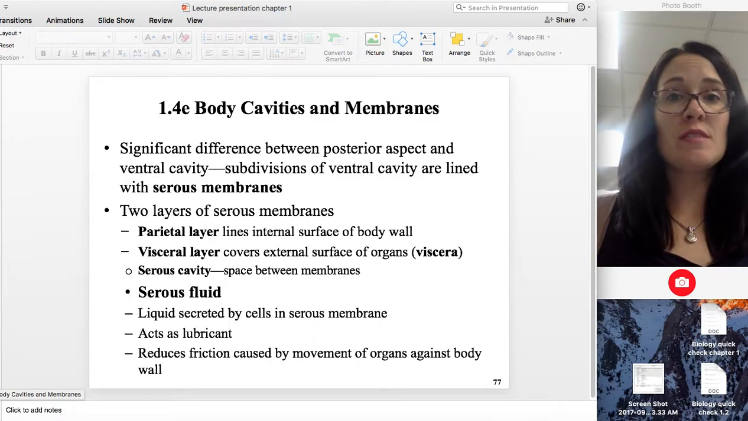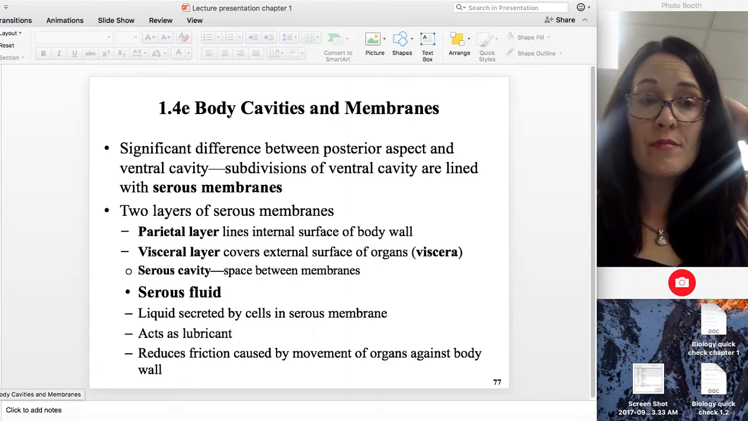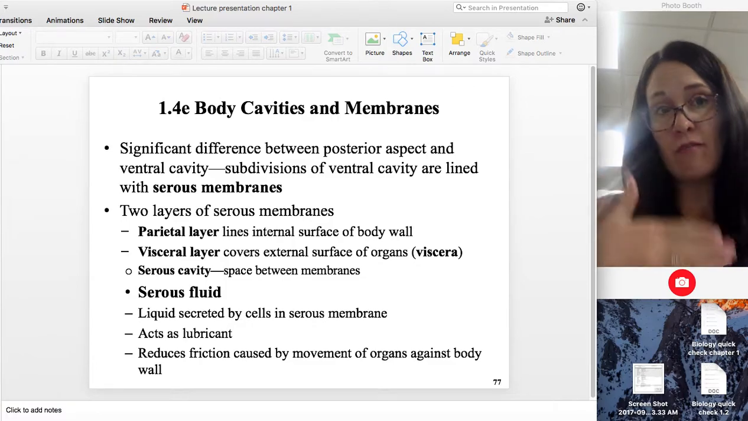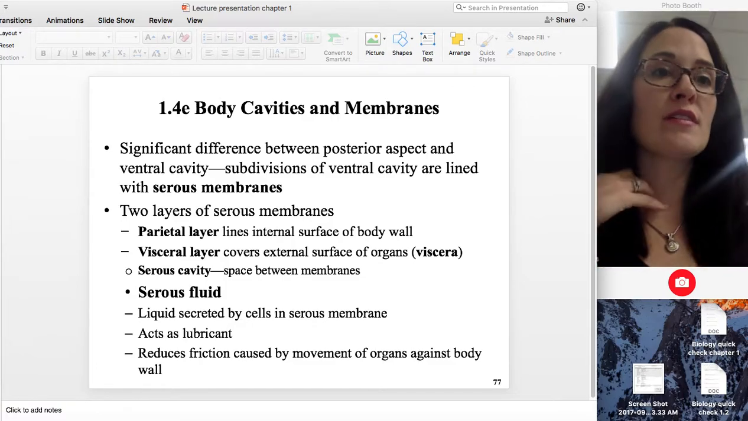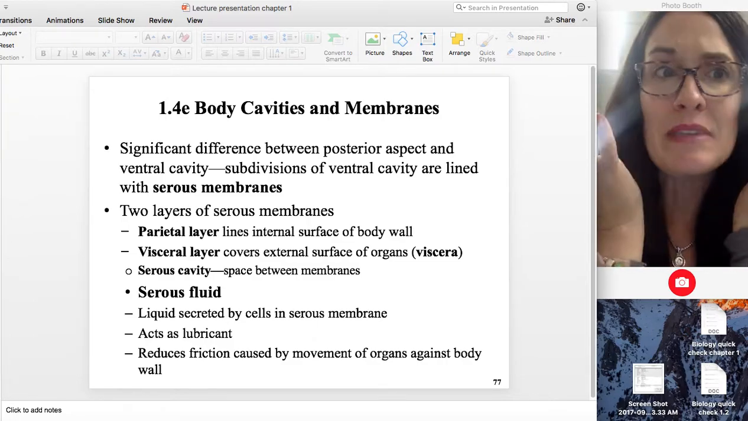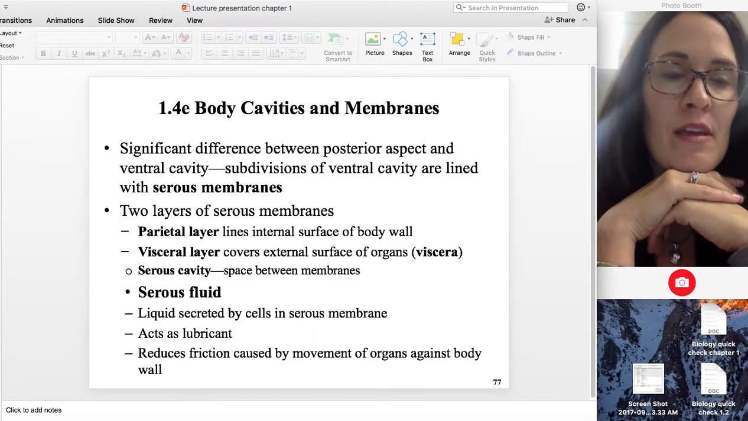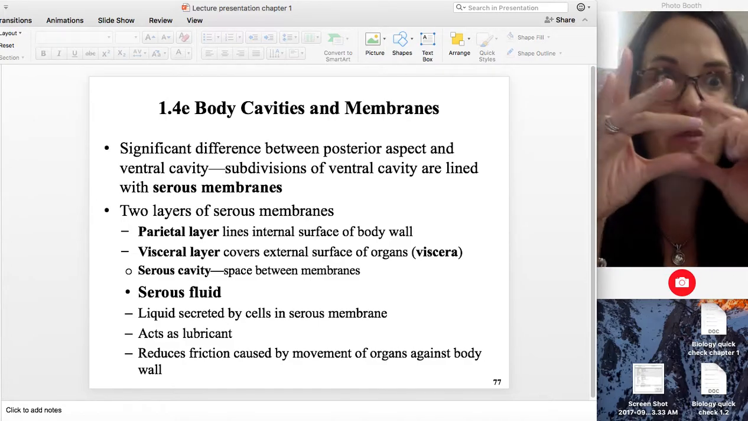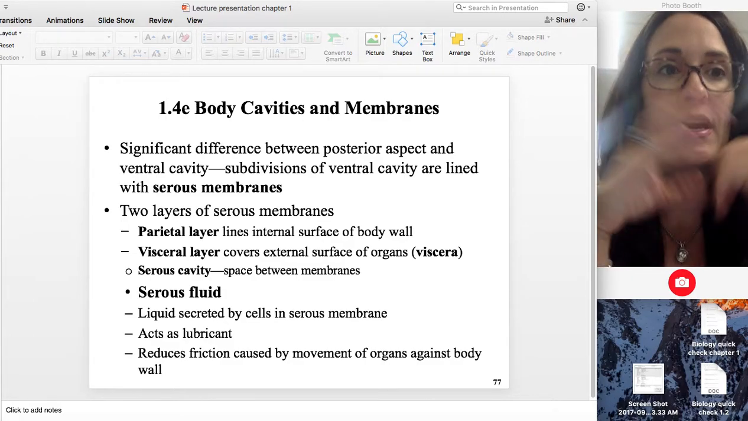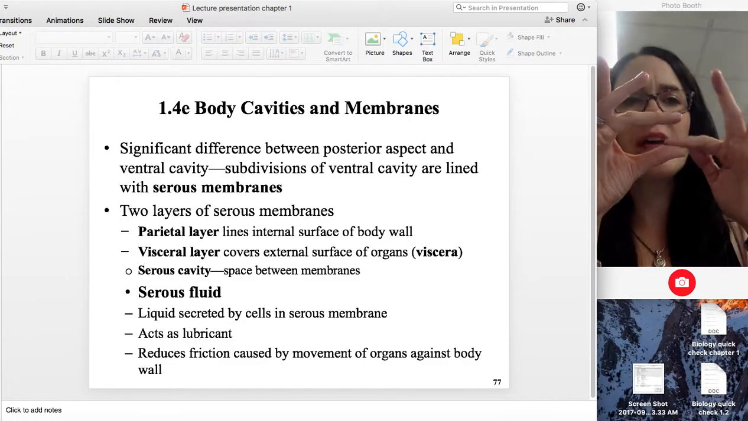So the main difference between the posterior aspect or your dorsal side and the ventral cavity is, in the ventral side, they're lined with what are known as serous membranes. And this is a fancy word for just kind of like a blanket. Serous membrane is a blanket of tissue, or a sandwich even, with two pieces of bread, and in the middle you have a fluid or a filling. So, two layers of a sandwich.